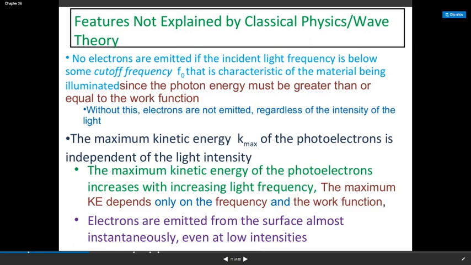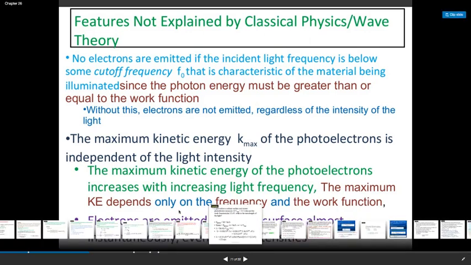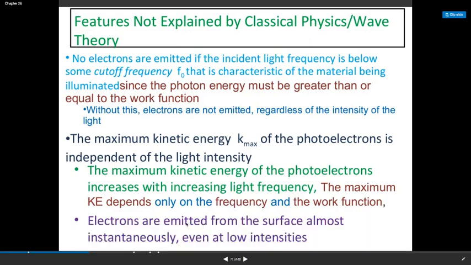The maximum kinetic energy depends only on the frequency and the work function. So the frequency is how much photon energy, and the work function is how much the electrons are bound to the metallic lattice. So if you have a very reactive metal, you have a very low work function, and you have a very high frequency, then you have very high maximum kinetic energy of the electrons. Electrons are emitted by the surface almost instantaneously, even at low intensities.